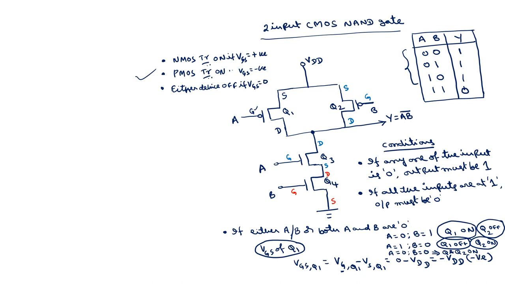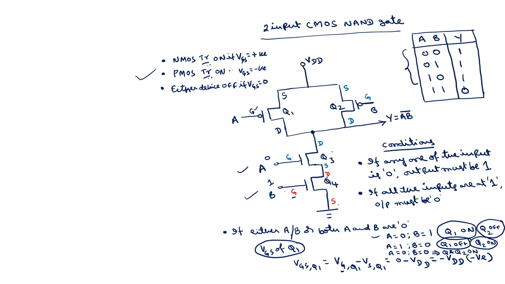Means in the equivalent circuit, either both will be short circuited or one of them will be short circuited. If I take the ideal case, then what happens to Q3 and Q4? For Q4, if I take the first case, A is equal to 0, B is equal to 1, gate voltage is 1, whereas source voltage is 0. So, VGS is positive. VGS is positive means this transistor is on. This will act as short circuit.